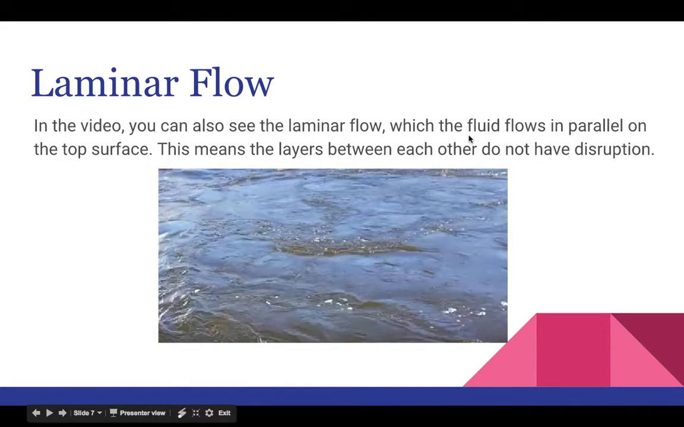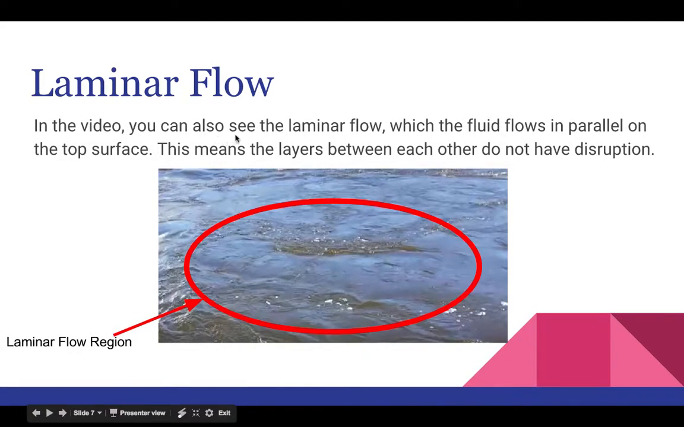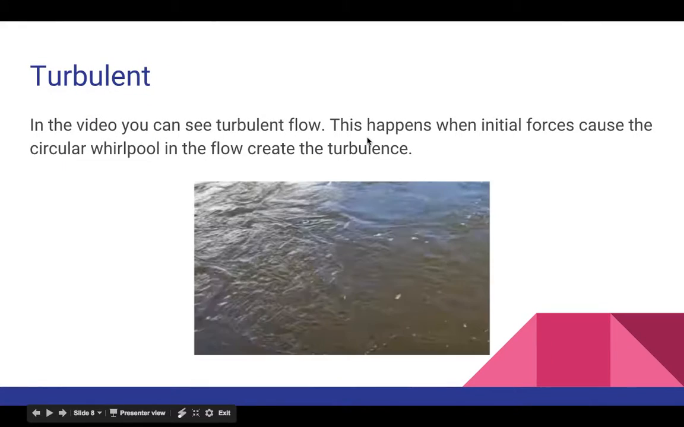Alright, as you can see earlier in the video, there was laminar flow, which is where the fluid flows in parallel on the top of the surface. This means that the layers between each other do not have disruptions in between. In the video, you can also see turbulent flow. This happens when the initial force causes the circular whirlpool in the flow, and it creates turbulence. And here you can really see a clear difference between laminar flow and its transition to turbulent flow.